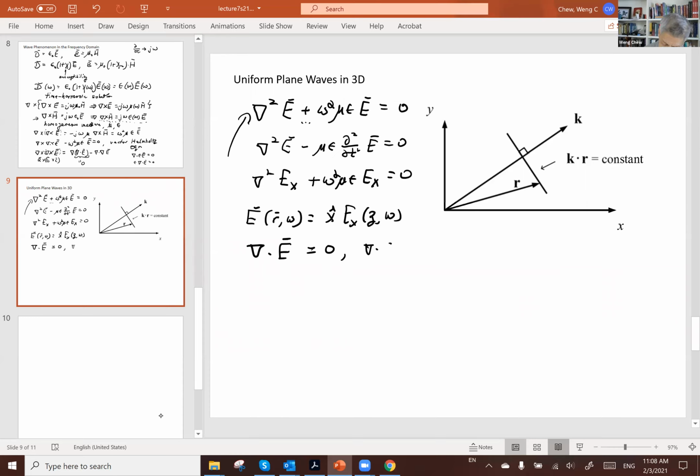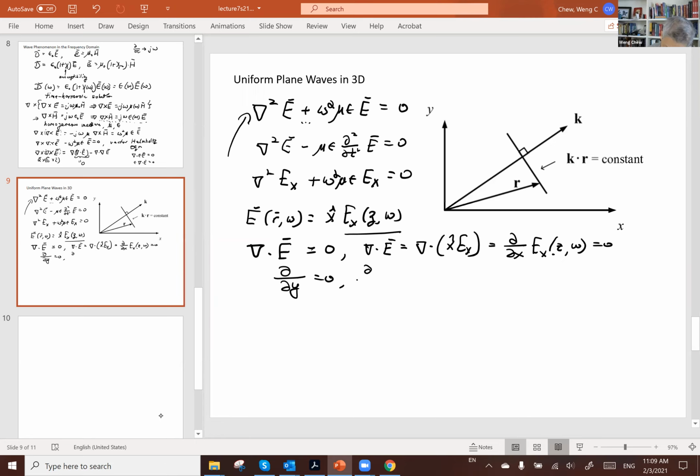The divergence of E is divergence dot of X E_X, which would be partial X of E_X. But E_X is only a function of Z. So this becomes 0. So the divergence E equal to 0 condition is satisfied. Then I will just plug this into this equation. With this expression, you can also see that partial Y is equal to 0. Only partial Z is not equal to 0 in this equation.